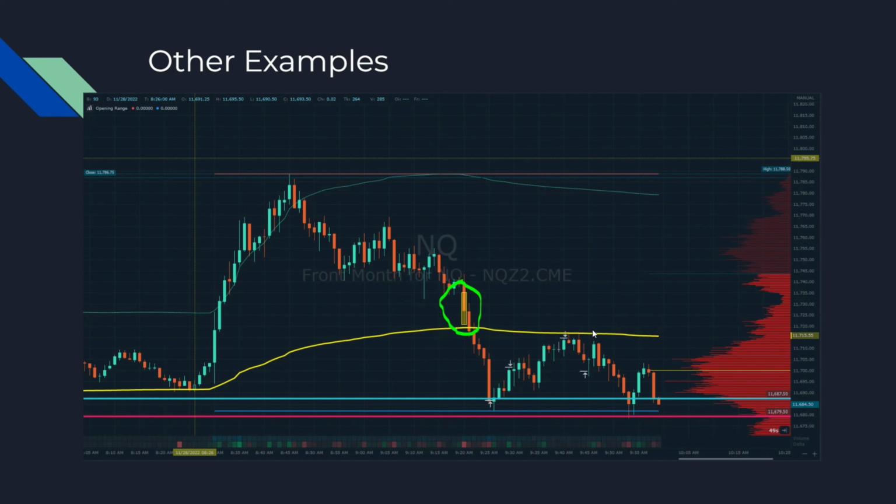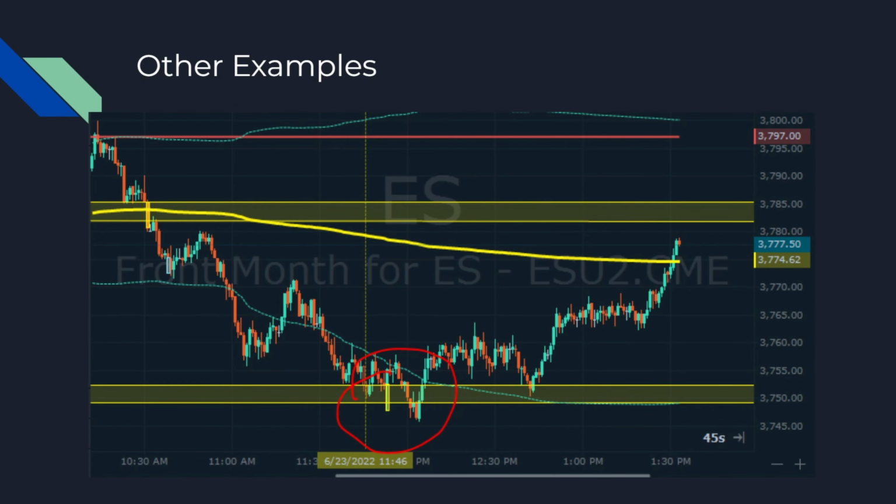We watch our tools, we watch delta, we watch time and sales, we watch the DOM, heat map. And if all those things agree, we can get short at this. We got two other things supporting the theory that we should continue down. We can get short. As you can see, I did get short and the continuation of the short happened. And so here's our last example for today.